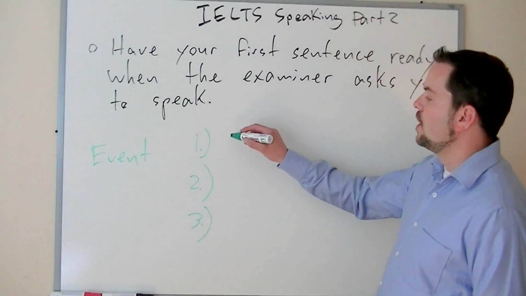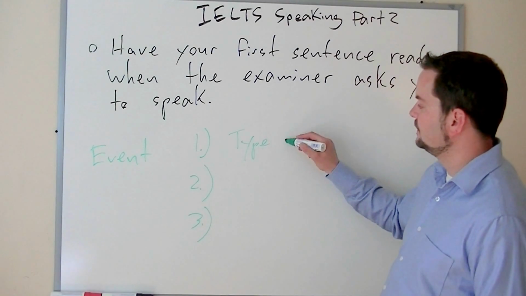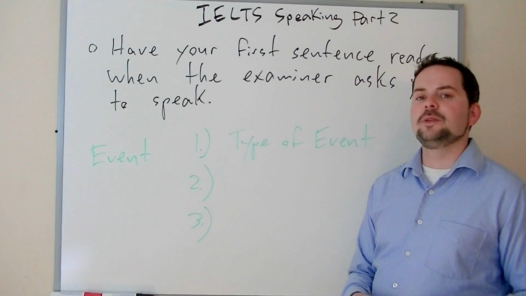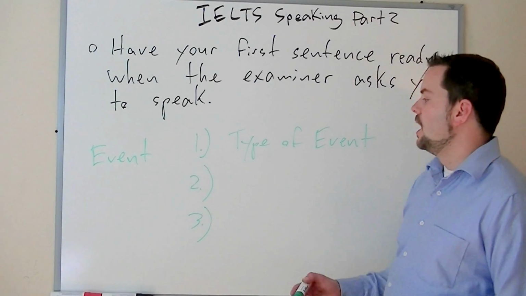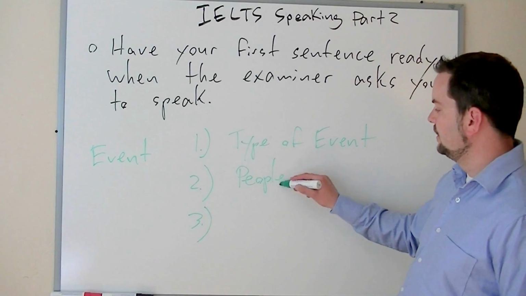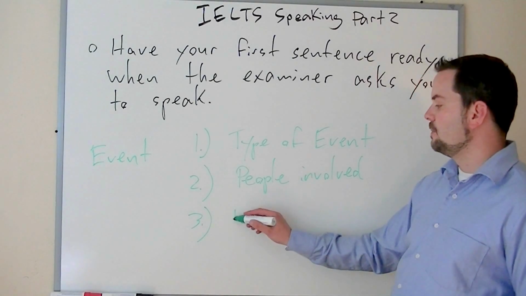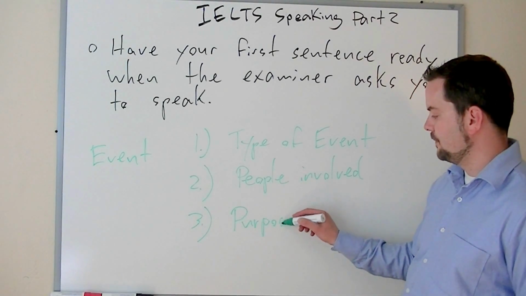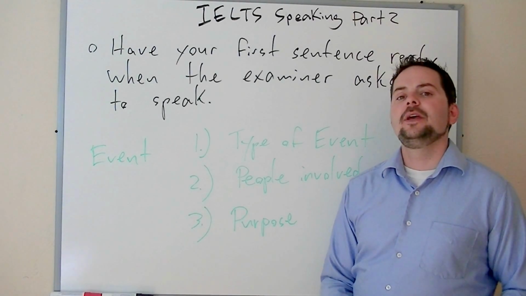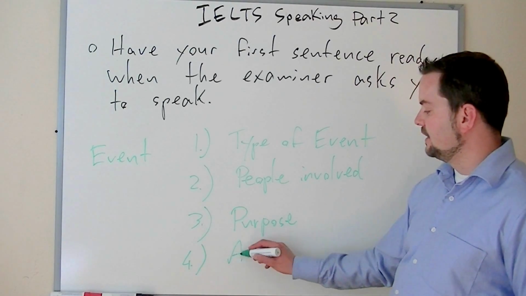So first of all, what is the event? So the type of event. So be clear about this. If it's a wedding, explain that it's a wedding, it was going for 3 days. The people who attended, so people involved. And then, of course, the purpose of the event. So, what was the reason for this event? Why did it happen? And then a 4th step for events is the activities.